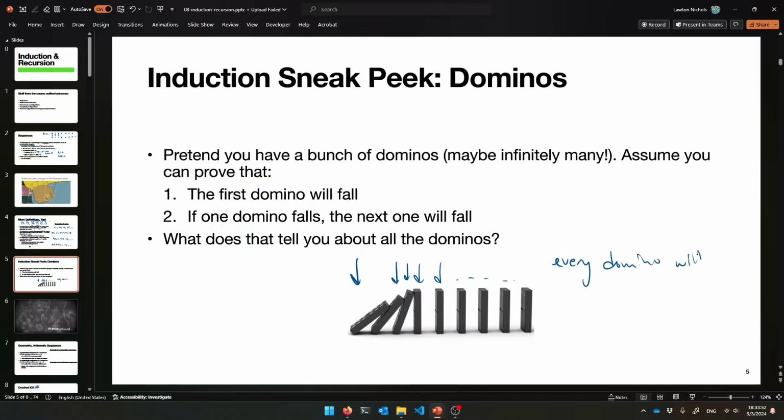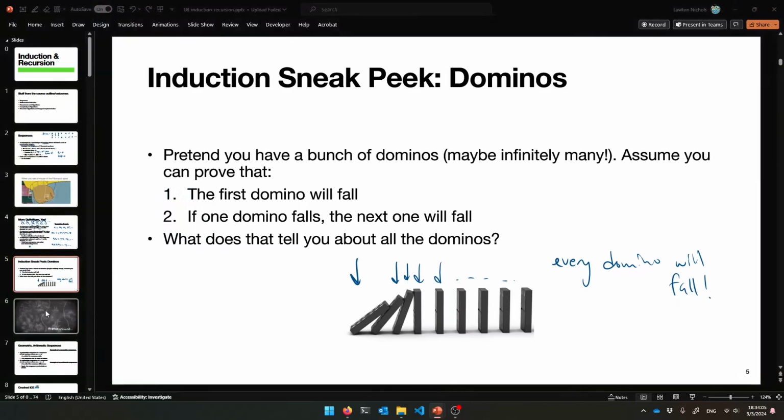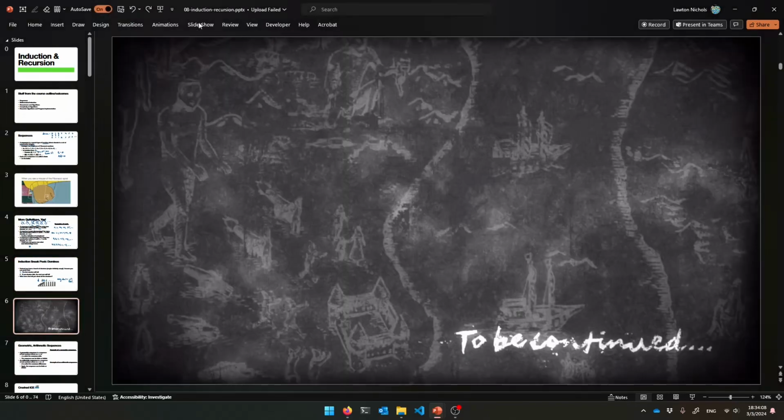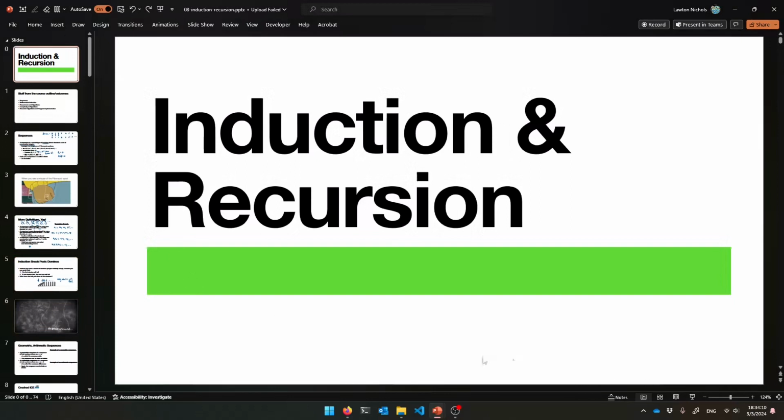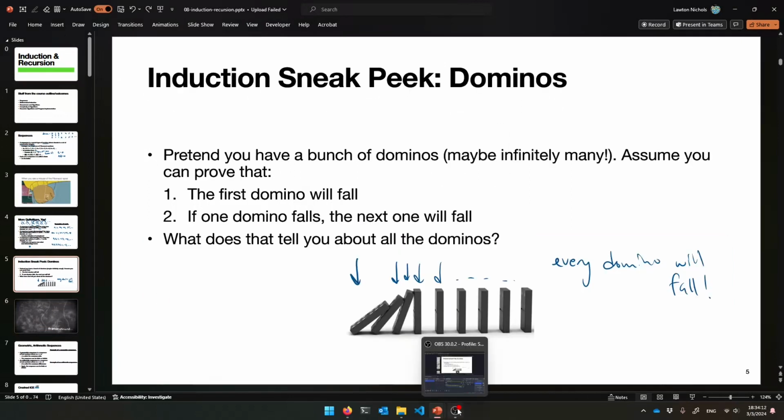Every domino will fall. And so if you had an infinite chain of dominoes, do you see how proving two things proves something about an infinite amount of things? It's very weird, very cool, very powerful. And that's our first taste of induction. But that's where I want to stop for the day. So I will see you back here, and we'll continue with this idea of dominoes falling infinitely many times forever.